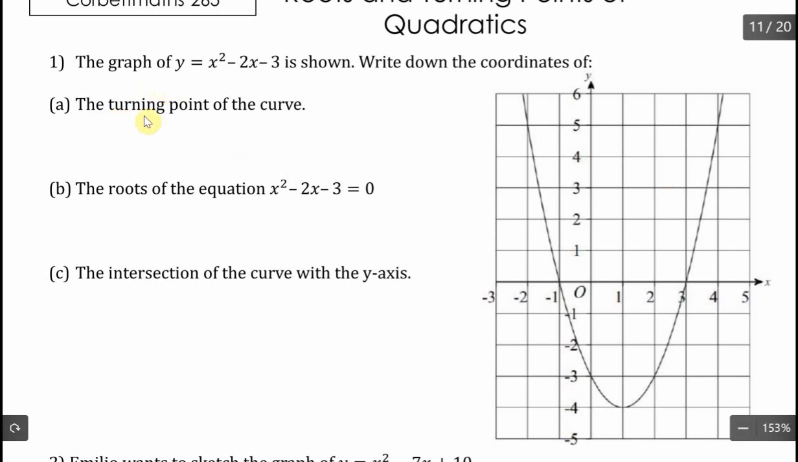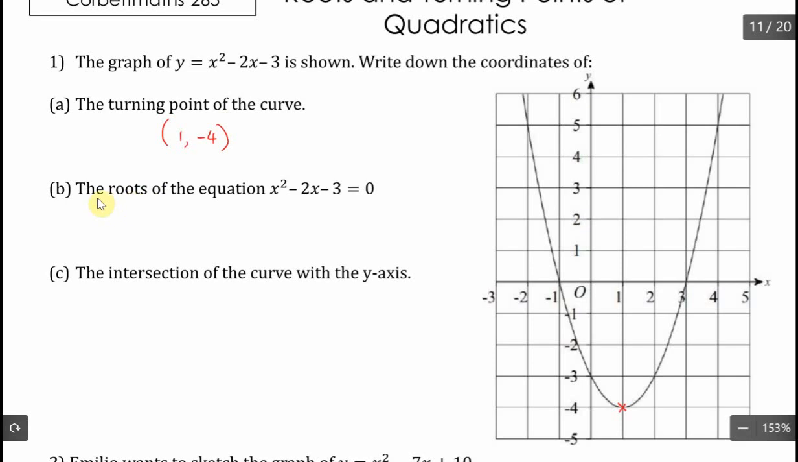Right, we've got to find the turning point of the curve. Now, I appreciate you won't have heard of the turning point probably before, but no prizes for guessing where it is on the graph. It's the point where the graph stops going down and starts going up. So here's the turning point, and the coordinates of that are 1, negative 4. Couldn't find an easier question.